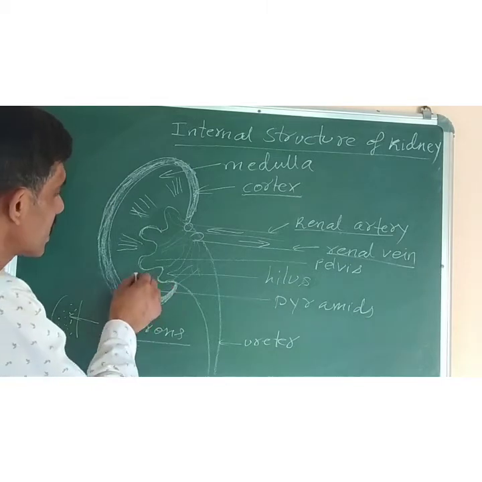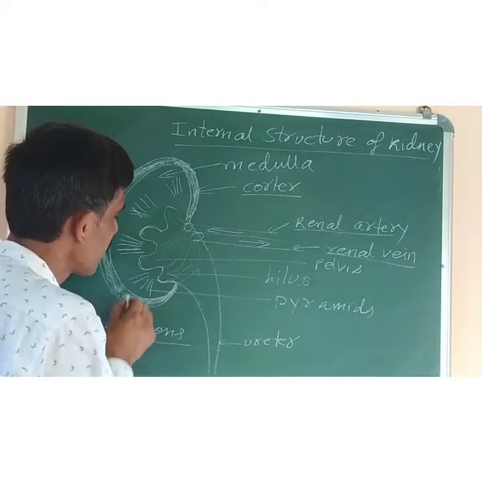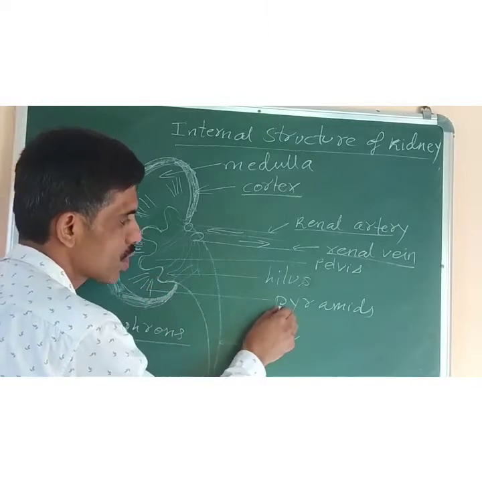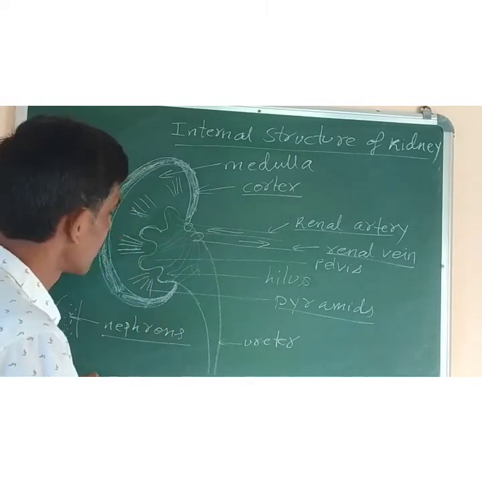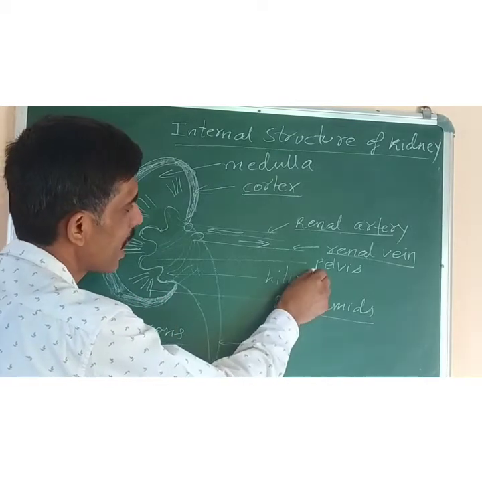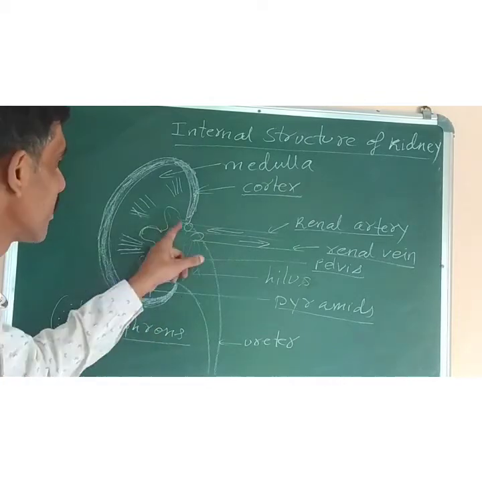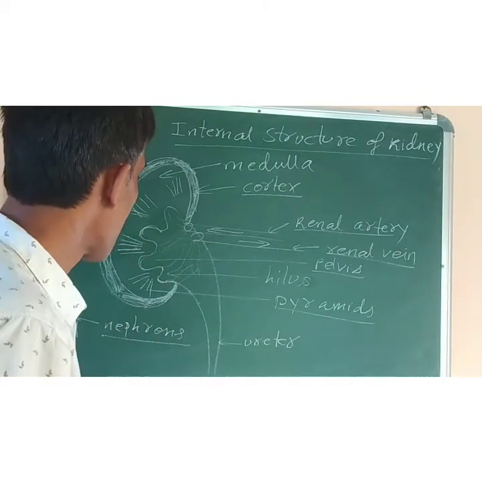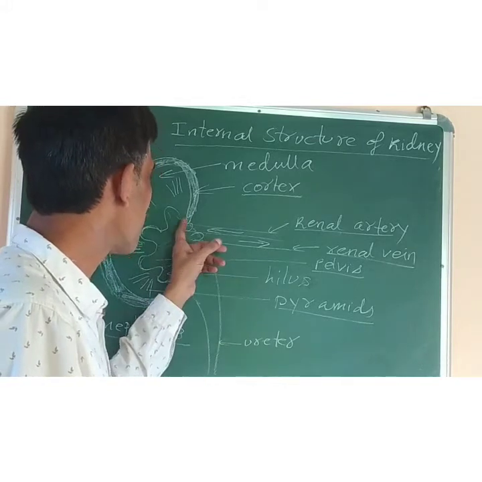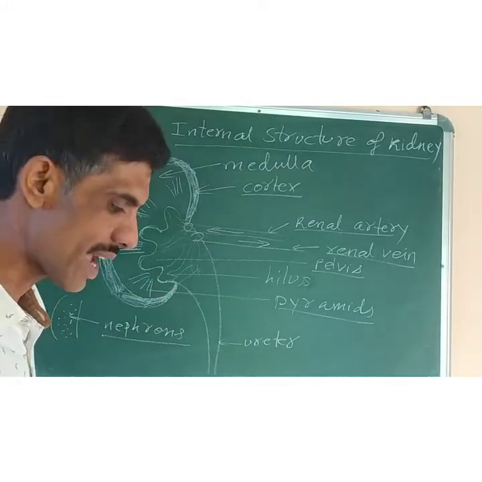Now you can see that there are certain collecting ducts or tubules which join to form pyramid-like structures. These are called renal pyramids, found in the medulla. Then you can find the pelvis. The pelvis is the central part of the kidney where all the renal pyramids meet or join. And the hilus is the broad expanded part of the ureter which is present in the kidney. It's called hilum or hilus.